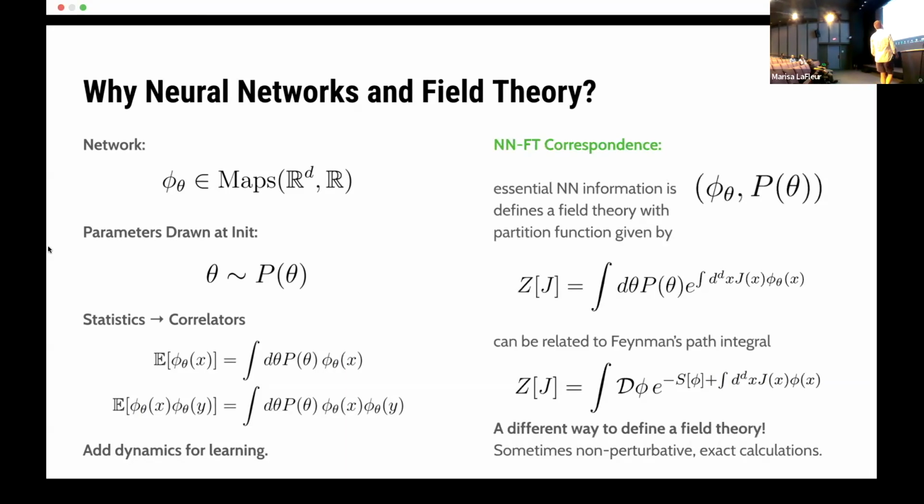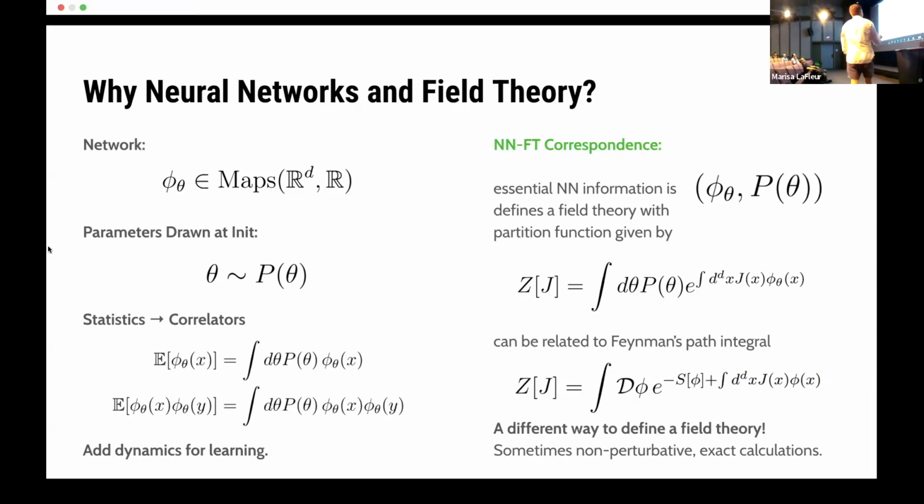And that's relevant because correlation functions are the central object in field theory. So this essential neural network information that you specify whenever you start up your computer is some architecture for the neural network that is just encoded here. And then there's some density that you draw your parameters from at initialization. This is bread and butter to everything we do. And the key point is that this defines a field theory.